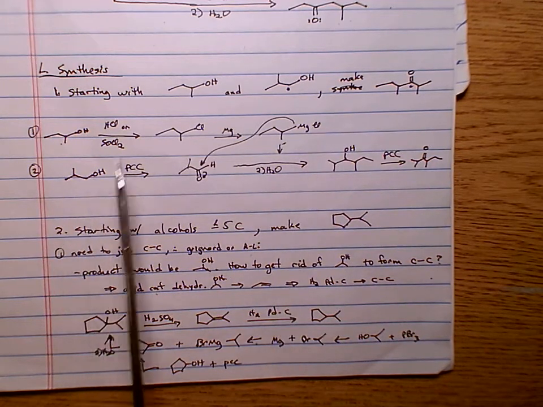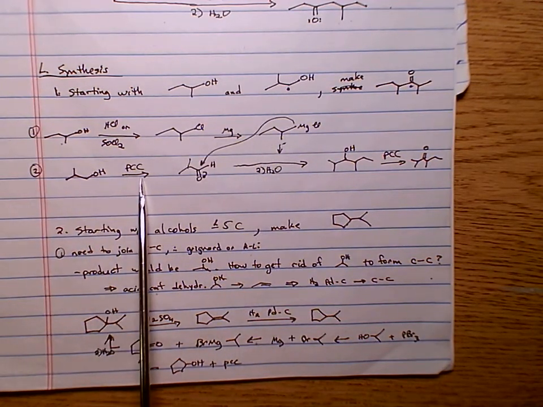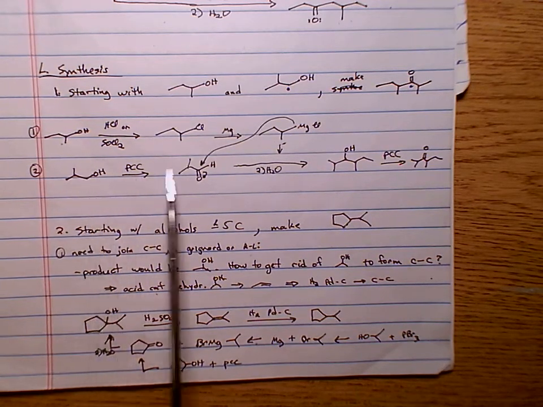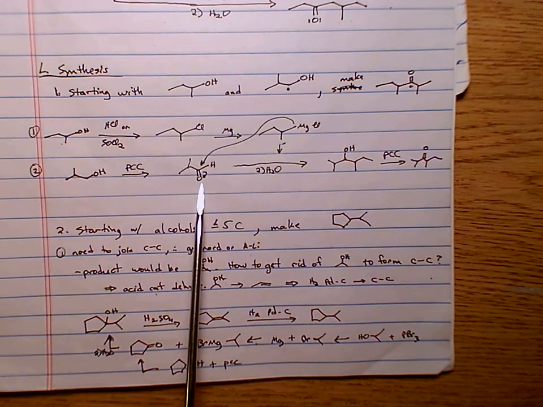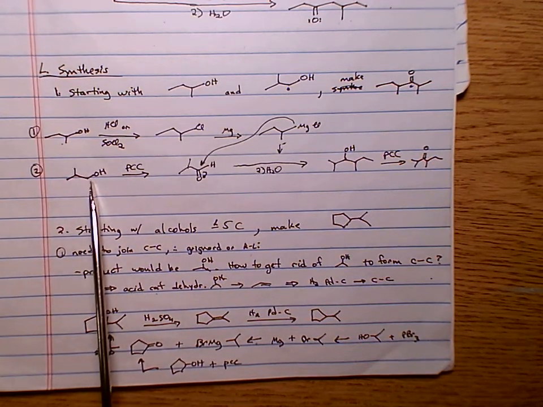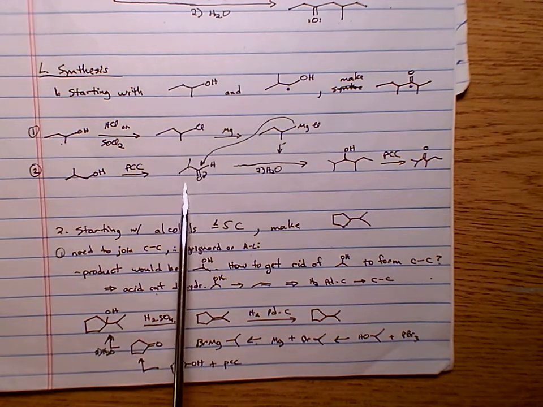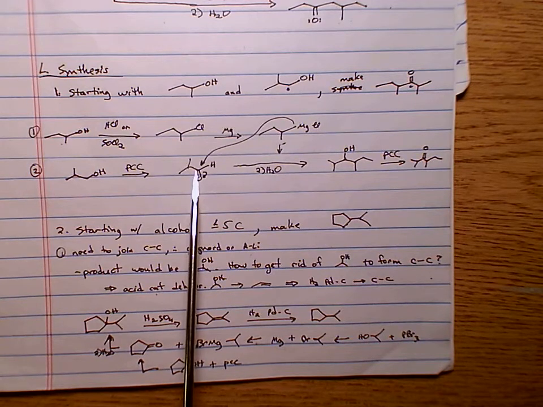Okay, I've had this molecule up here with the OH on it. I know if I add PCC, pyridinium chlorochromate, I can oxidize this to the aldehyde. Recall, PCC oxidizes primary alcohols to the aldehyde. It stops at the aldehyde. Well, now I've got an aldehyde, a carbonyl compound.